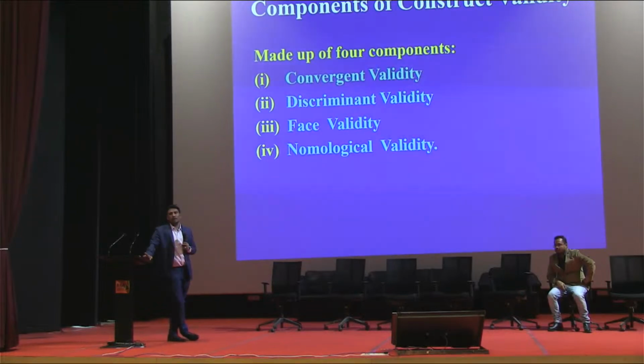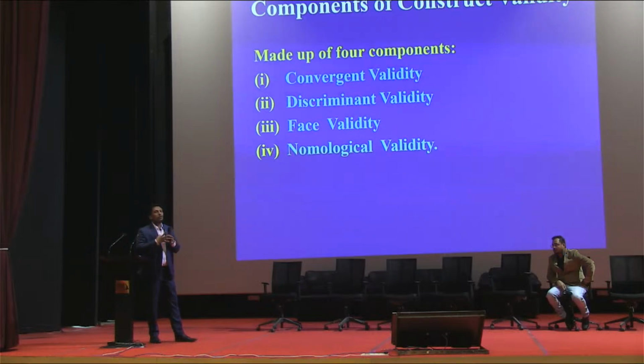Convergent validity simply talks about whether the different observed variables which we are specifying in the model as loading on one construct do actually have a lot of correlation, a lot of covariance. Otherwise, we cannot model them into one construct. So convergent validity simply talks about whether the observed variables converge into one factor or not.